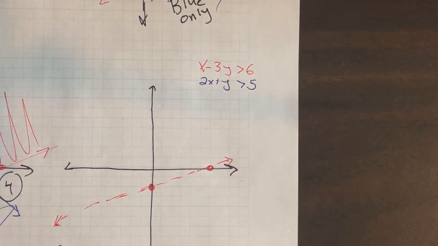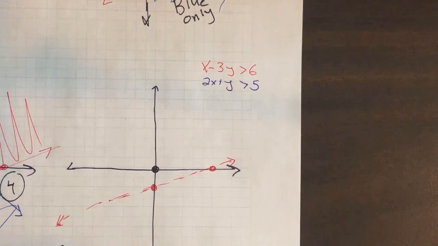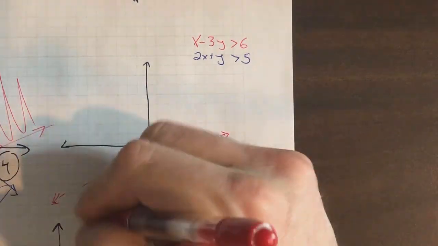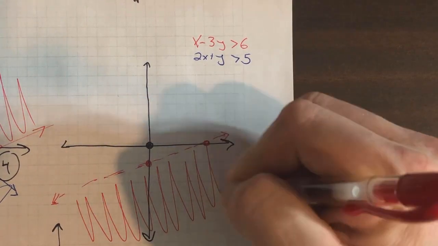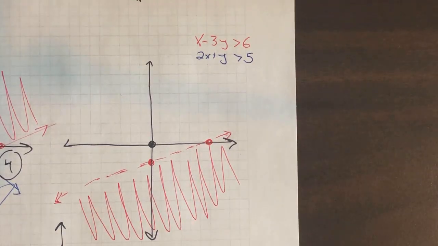Choose my test point. 0, 0. 0 is not more than 6. So on this guy, I'm shading below. All right. Now I hit the next one. Right, just like you hit that. Whoa. I'm going to hit the next one.